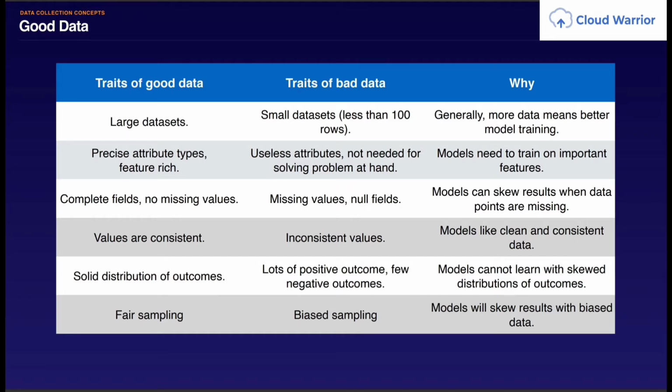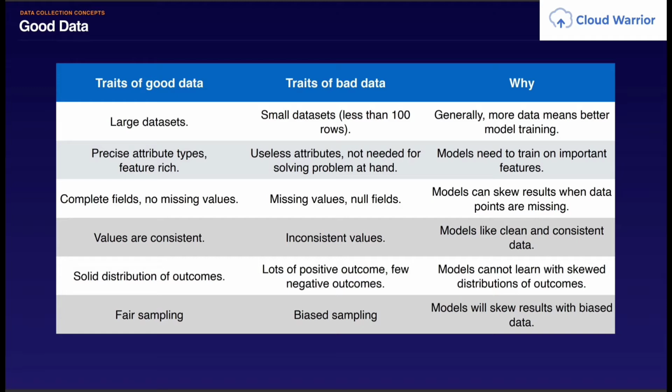If we have gaps within our data set, our machine learning algorithm may not be able to handle our data set. Next, we hope that our data points or values are consistent throughout, and this is because models like clean and consistent data. Next, we hope that we have a solid distribution of outcomes and our data is not heavily loaded with many positive outcomes and only a few negative outcomes, or a few positive outcomes and a lot of negative outcomes. Our model is not going to be able to learn much from skewed outcomes.